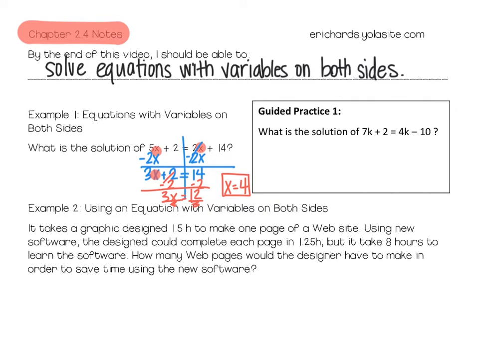Guided practice number 1. Again, you have a variable here and a variable here. I want you to use what you just learned in example 1 and try to do this on your own. I will give you the answer in just a second. Okay, the first thing you're going to want to do is subtract 4k to move it to the left hand side with the 7k. And you end up with 3k plus 2 equals negative 10. Subtract 2 from both sides and you get 3k equals negative 12. Then you're going to divide by 3 to get k by itself, so you get k equals negative 4.